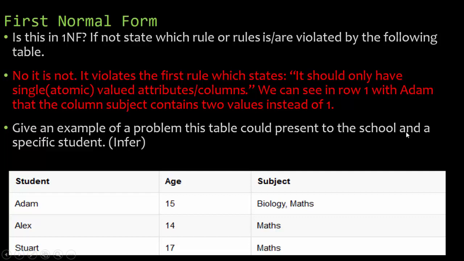Give an example of a problem this table could present to the school and a specific student. Well, Adam is the specific problem it could have. If Adam was to drop mathematics, it's going to delete him entirely from the system because we'd have to delete this entire row. Well, now Adam is no longer enrolled in the school. He's been dropped from biology. He shows up to school. He has no idea what's going on because his teachers say, "You are no longer on my roll."